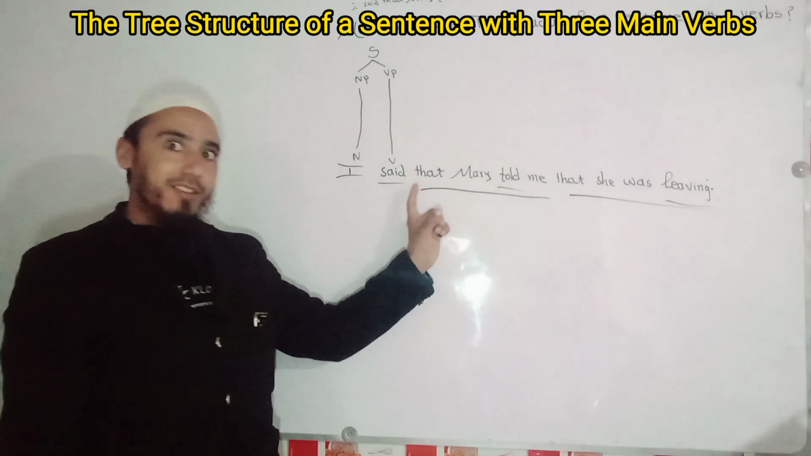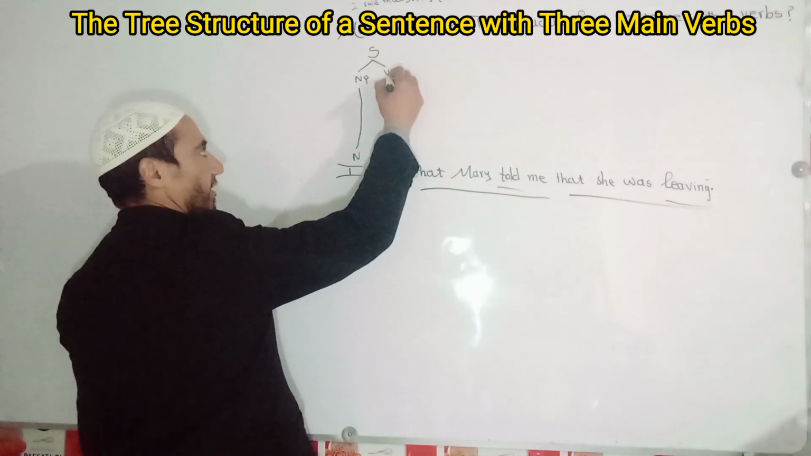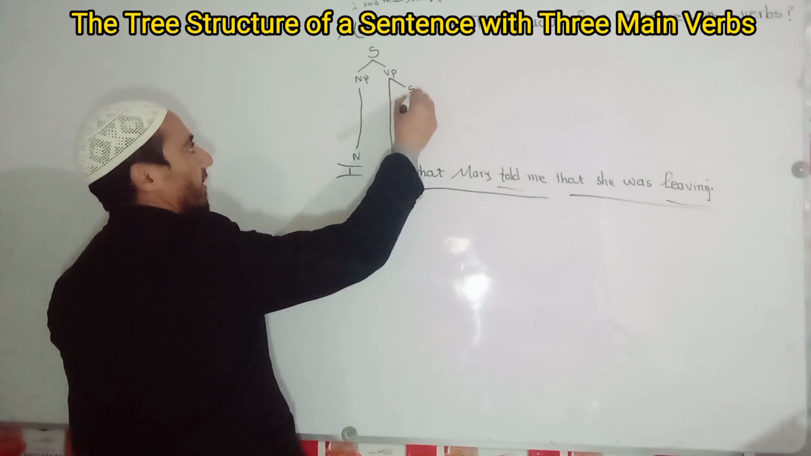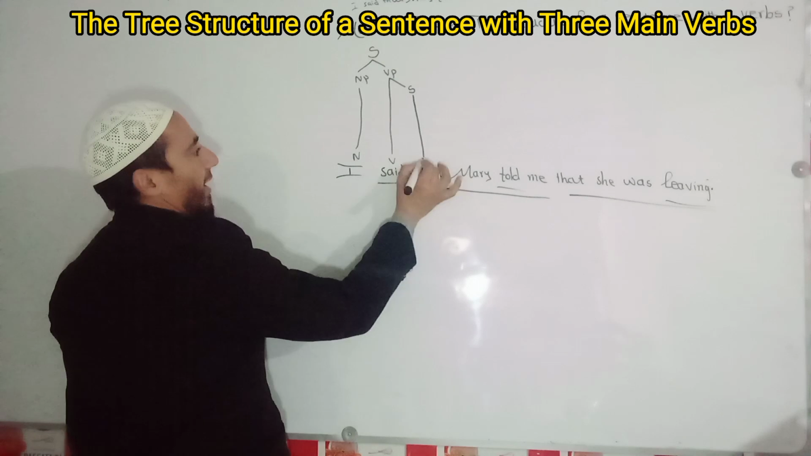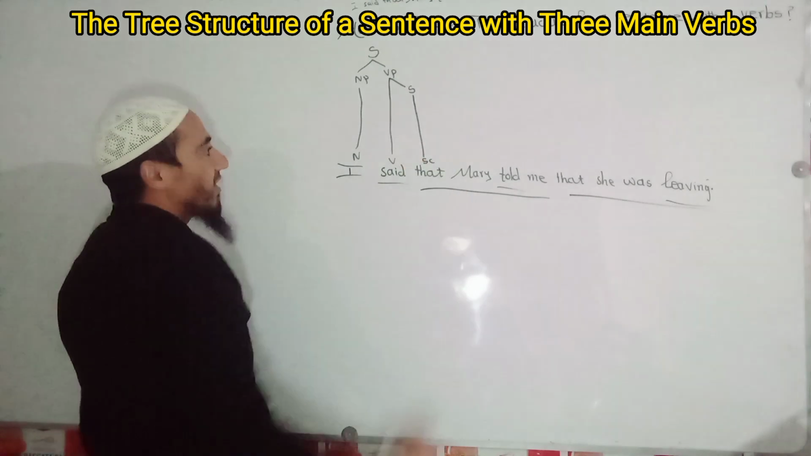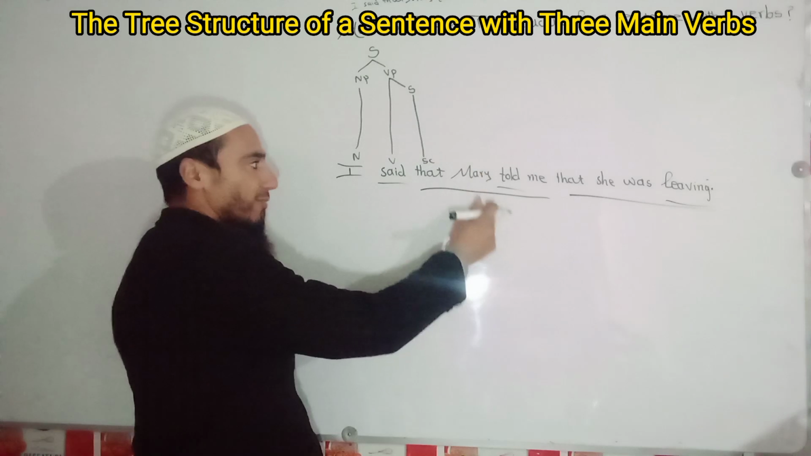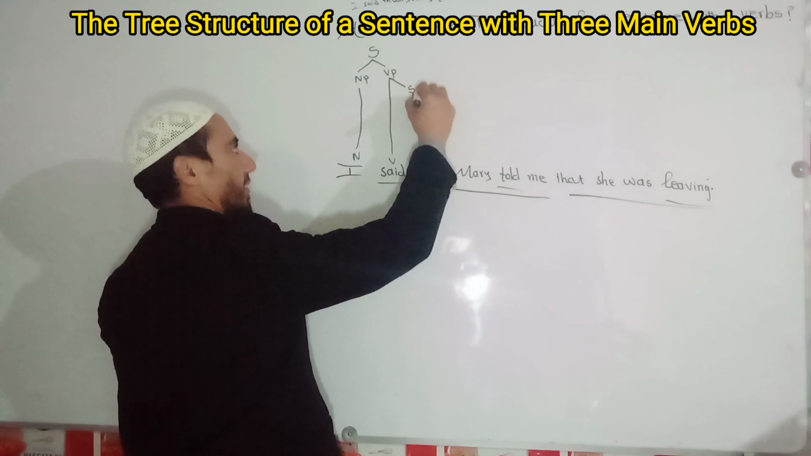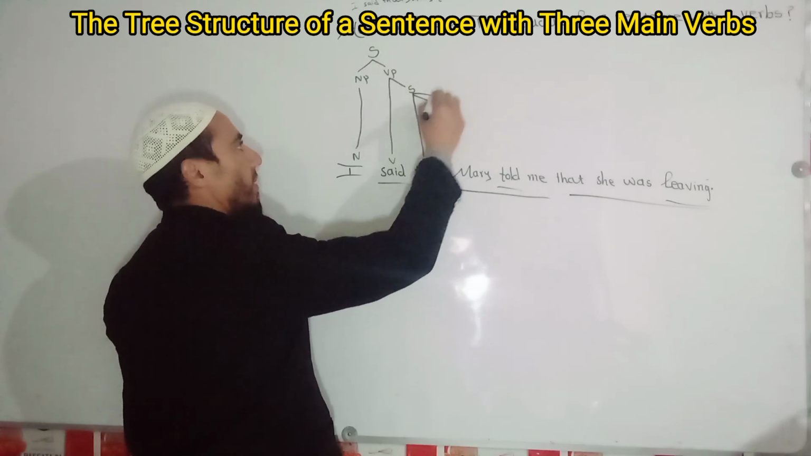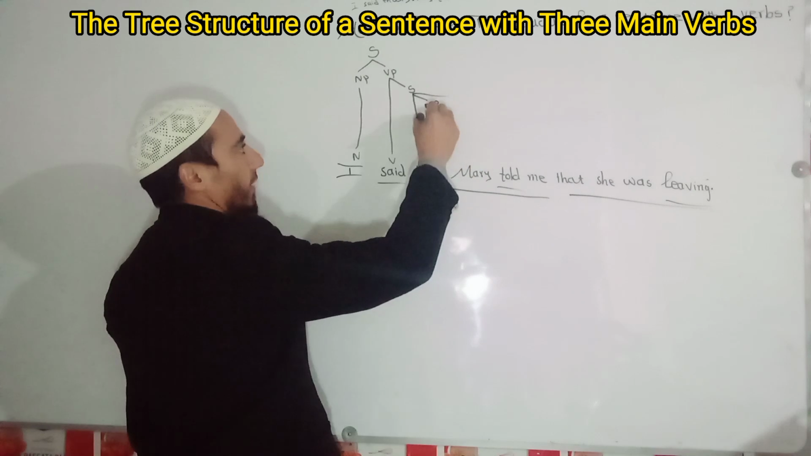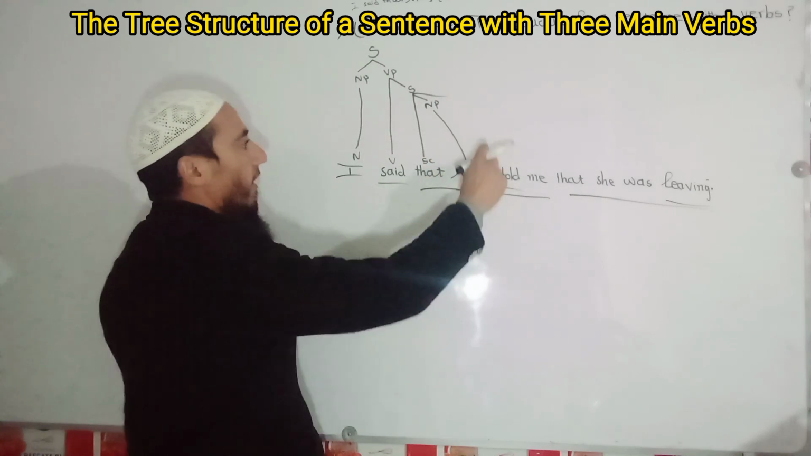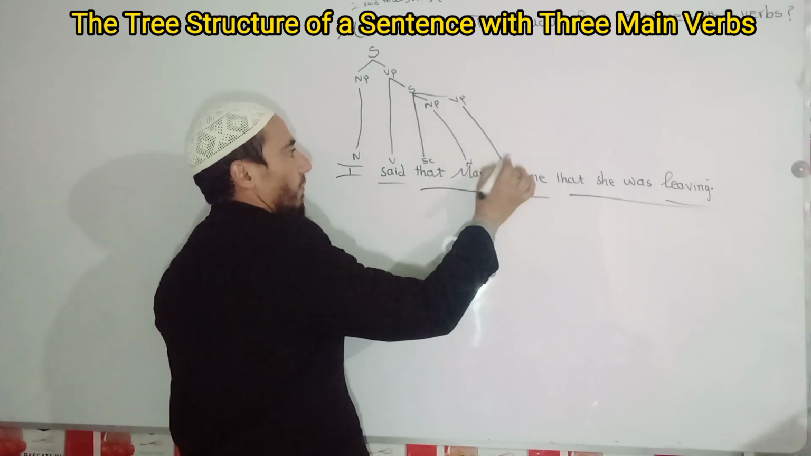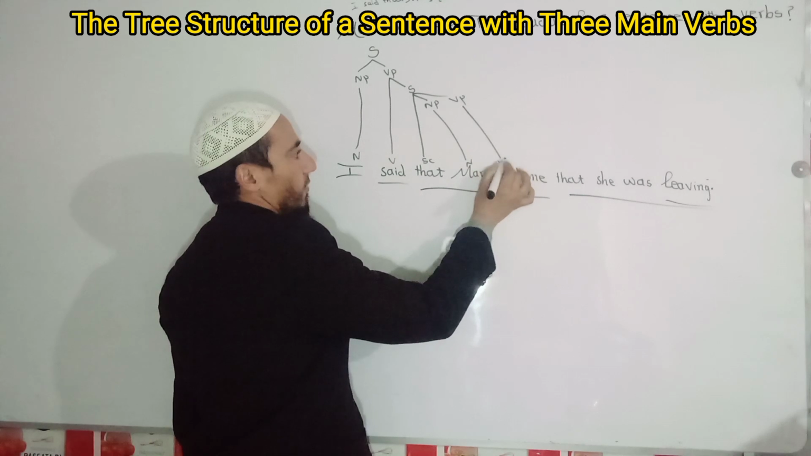Now, that, here the subordinate clause starts. So, from VP, we are taking the string, and that is S. And then, that here means SC, subordinate clause. So, here the subordinate clause. In this, we have NP and VP. In NP, that is Mary, and we have VP, that is told. So this is V.